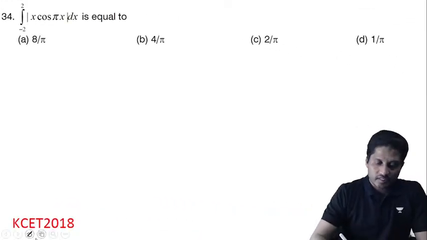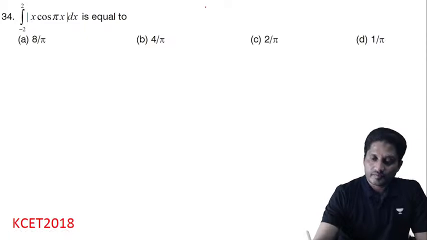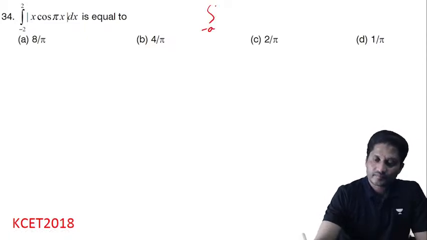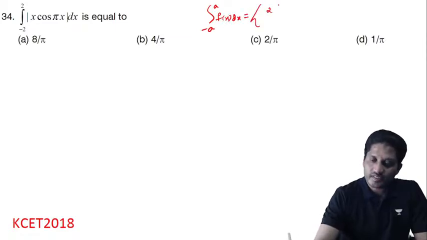Right, now listen, this is the exemplar question. Integration from minus a to plus a of f(x) dx is equal to 2 times integration 0 to a of f(x) dx if f(x) is even.